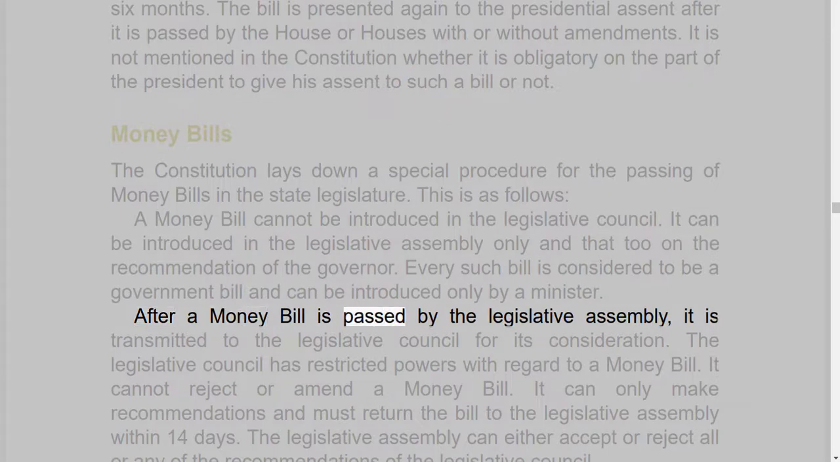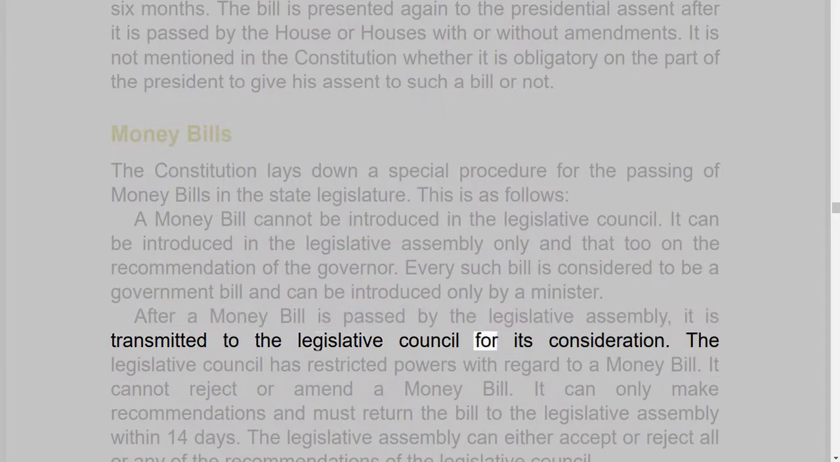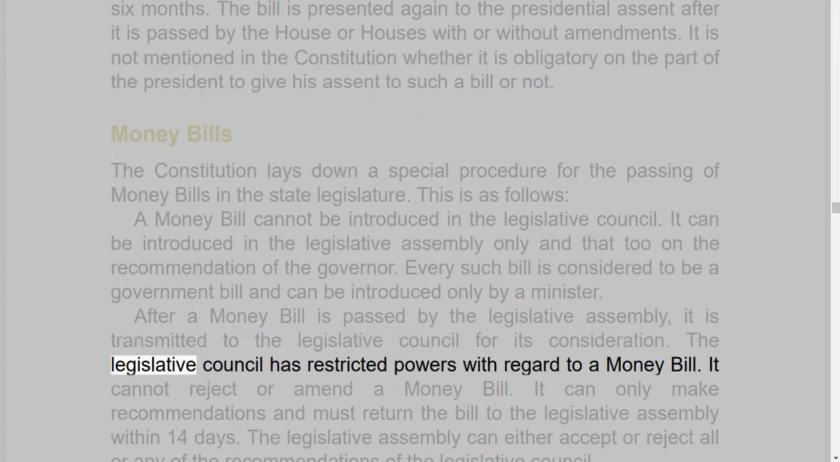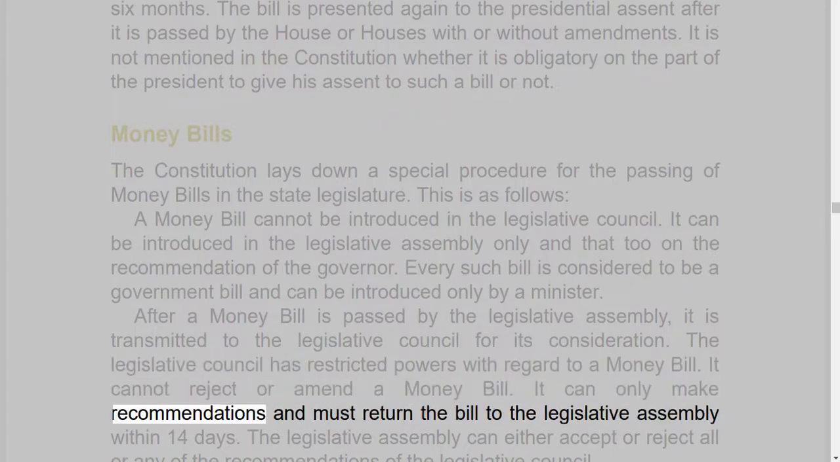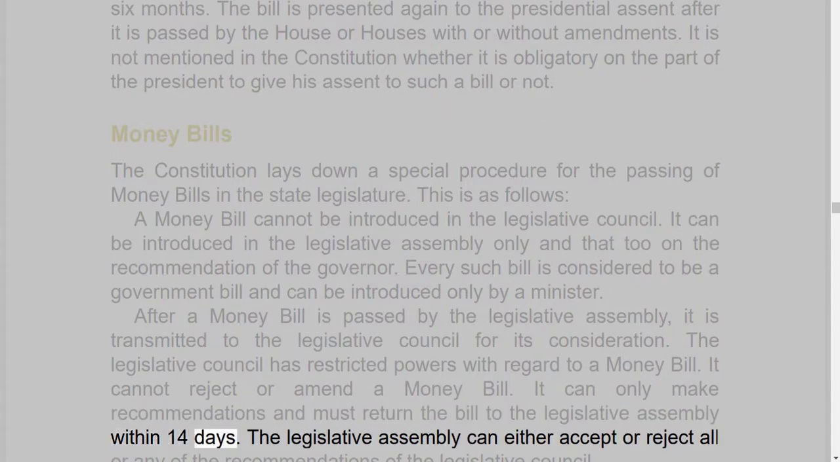After a money bill is passed by the Legislative Assembly, it is transmitted to the Legislative Council for its consideration. The Legislative Council has restricted powers with regard to a money bill. It cannot reject or amend a money bill. It can only make recommendations and must return the bill to the Legislative Assembly within 14 days.